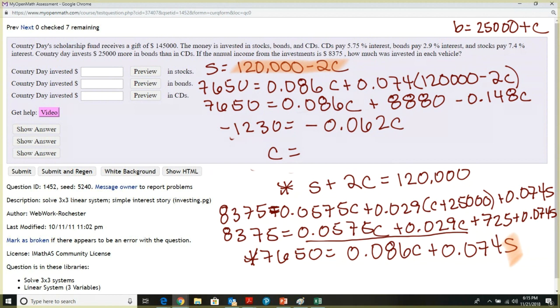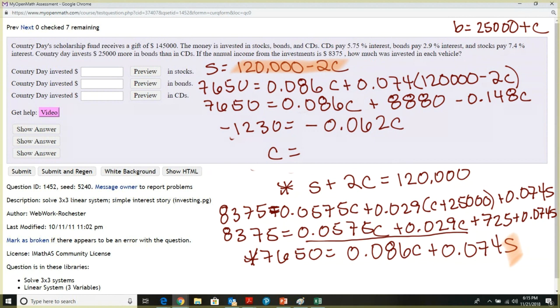I'm not backing all the way up. So be very, very careful with your decimals. Let's see. We had plugged in 145,000. Oh, no, minus the 20,000. All right, so that looks good. And then we had the 8375 minus 725.